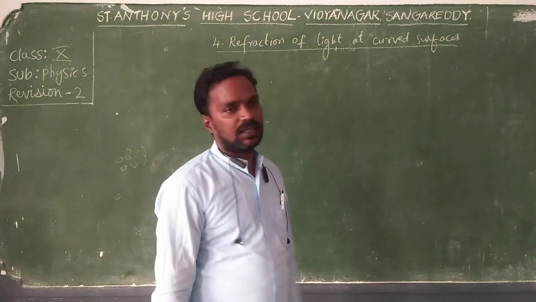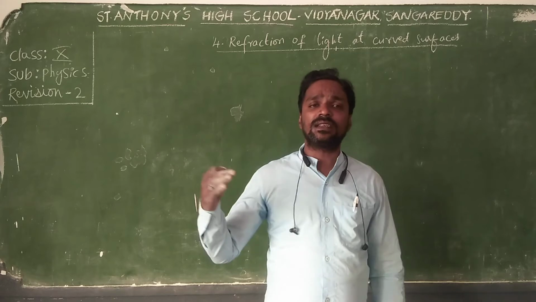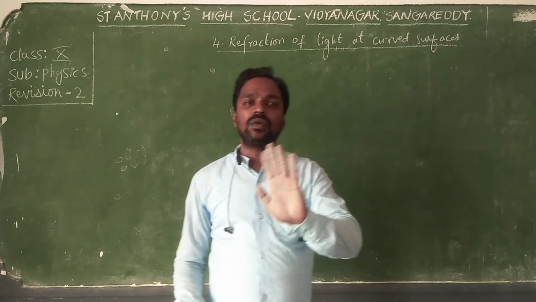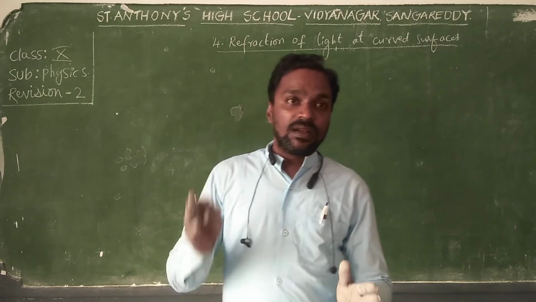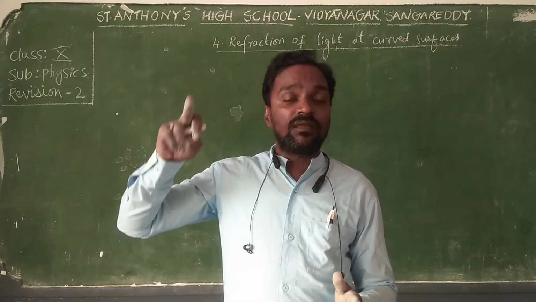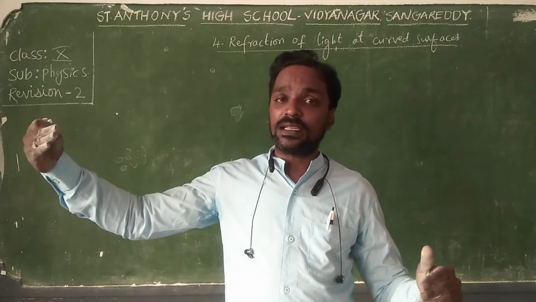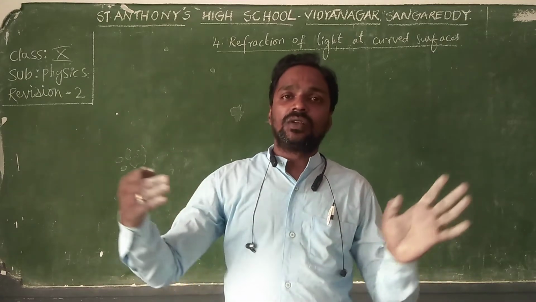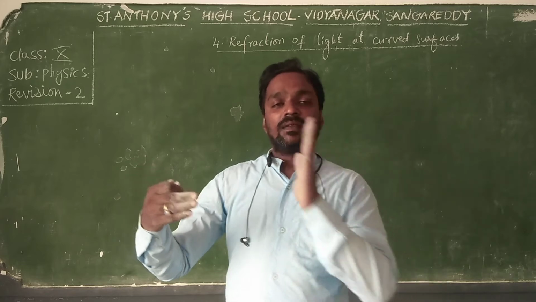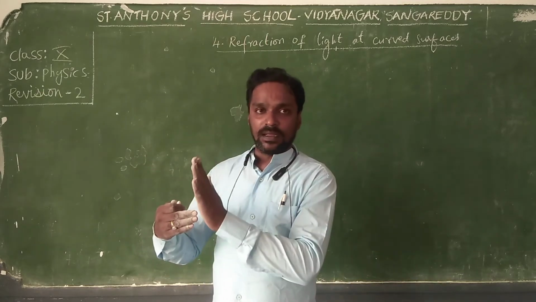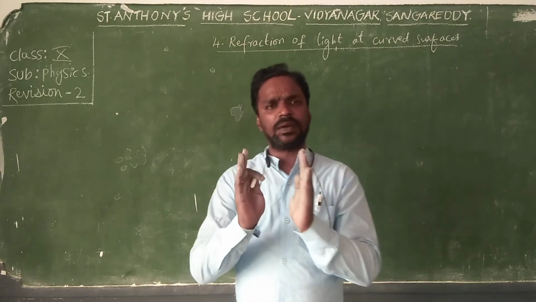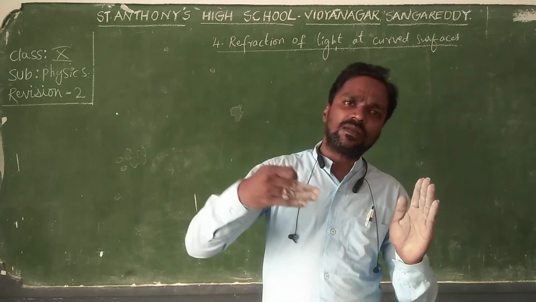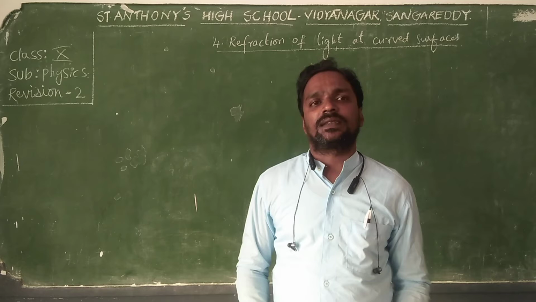What happens here is the light is traveling from one medium to another medium, so its velocity changes. When the light is traveling from air to water, for example, the velocity of light in air is very high, approximately 3 into 10 to the power of 8 meters per second. When it enters the water, its velocity decreases.